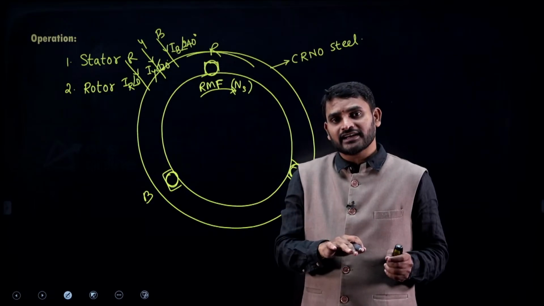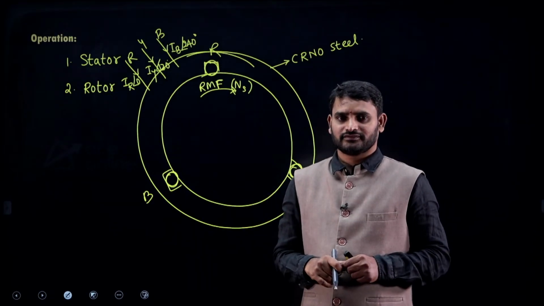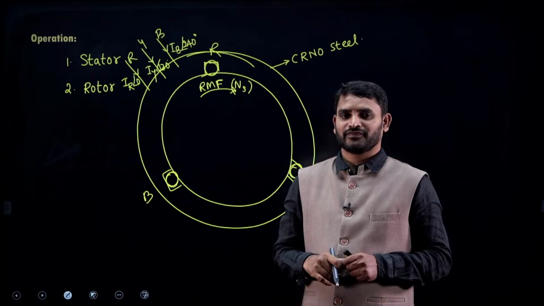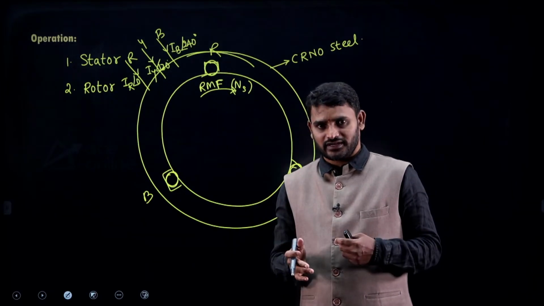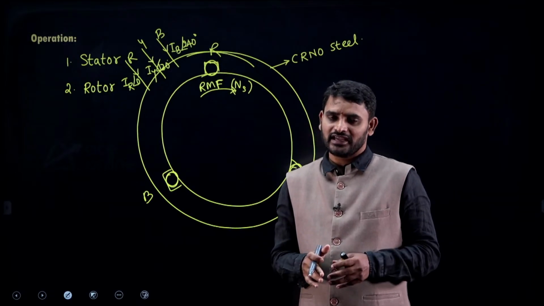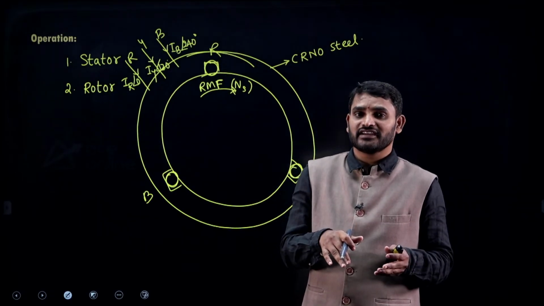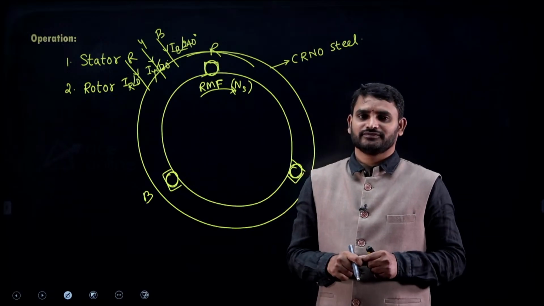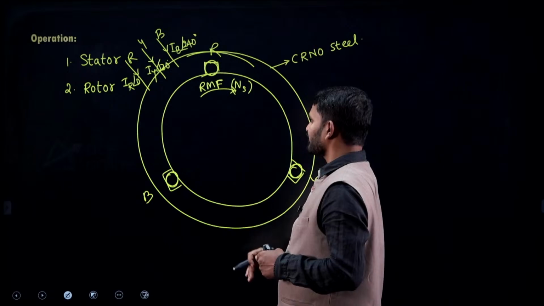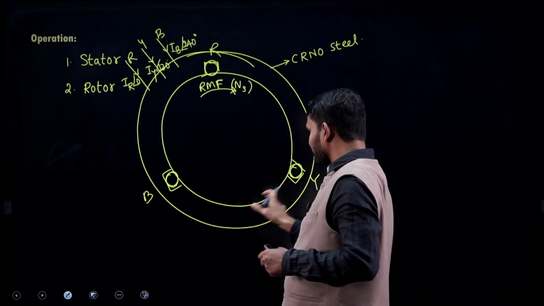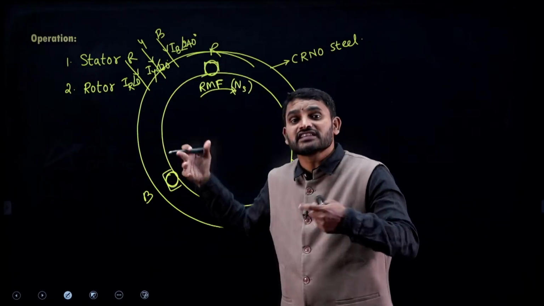The speed of the rotating magnetic field is called synchronous speed. It is better to say this way. Instead of saying the rotating magnetic field rotates at synchronous speed, it is better to say the speed of the rotating magnetic field is the synchronous speed. Right. Why is it rotating? Because windings are placed in a circular manner.